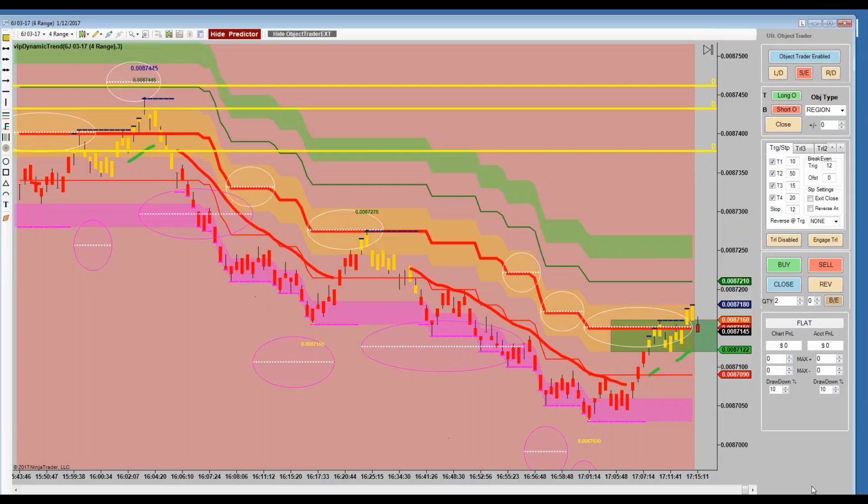Let's go back to this trade. Now, we could rebox this. Let's take a quick vote. How many of you want to rebox? You want to leave it where it is? Let's take a vote.